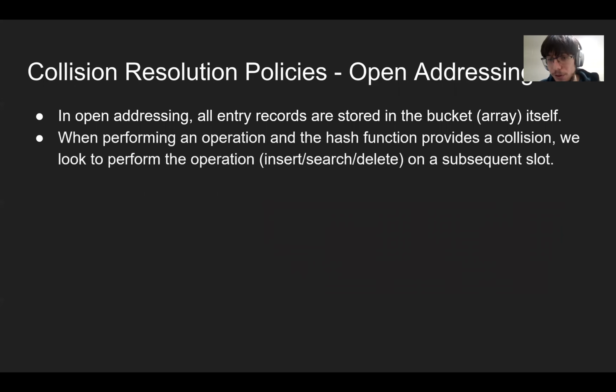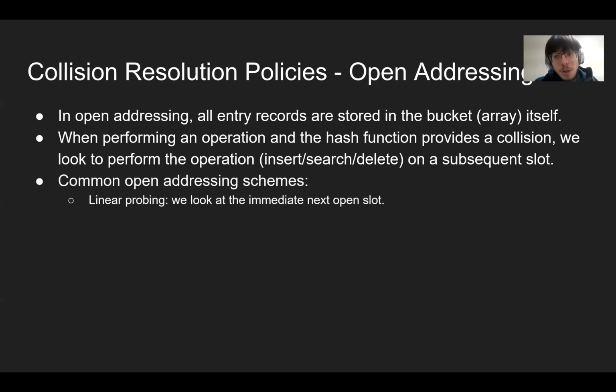And when you perform an operation and the hash function provides a collision, we try and perform the operation. For example, if there's 462, we try and put in 462. And then if we try and insert 92, we try and insert 92 in the same space. But how do we do that? Obviously, we can't put them in the same place. What happens if there actually is a collision?